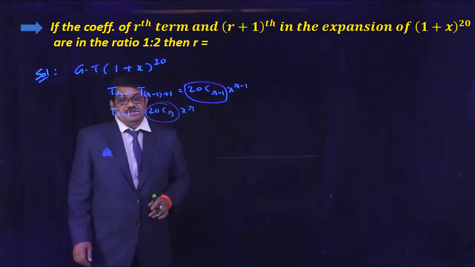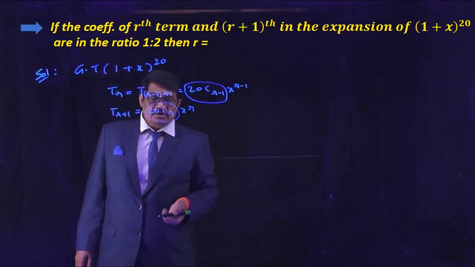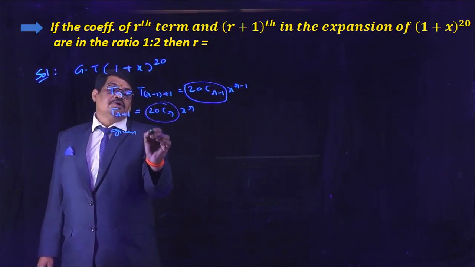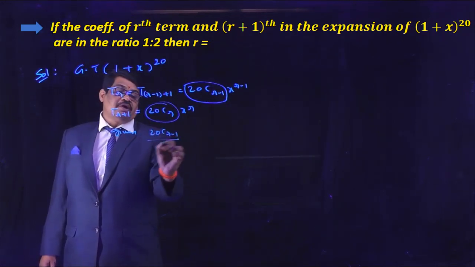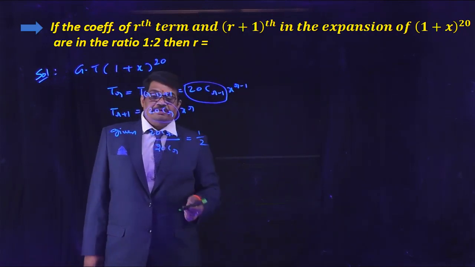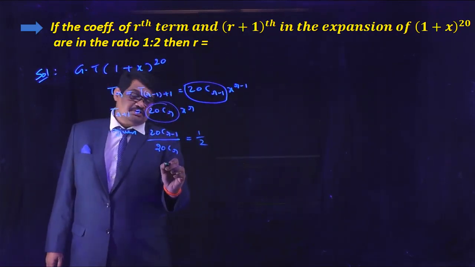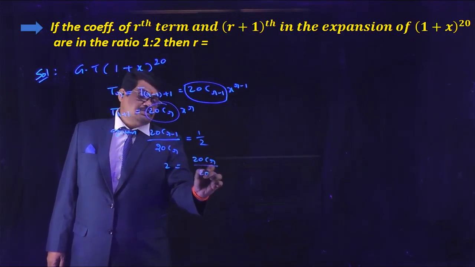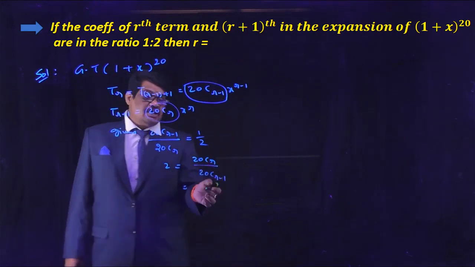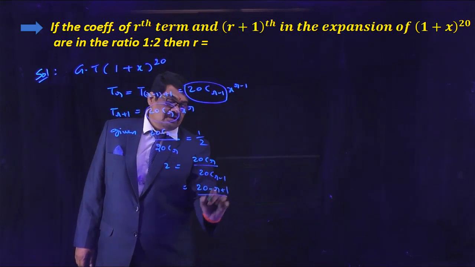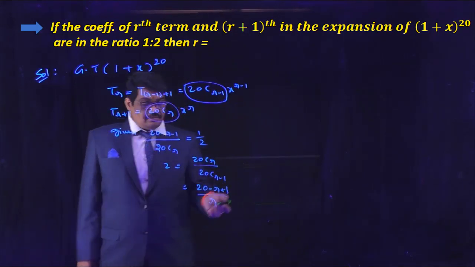These quotients of the rth term and (r+1)th term are in the ratio 1 is to 2. That is given 20C(r-1) by 20Cr is equal to 1 is to 2, that is nothing but 1 by 2. Now cross multiplying by 2, then here 20Cr by 20C(r-1). This is the nCr by nC(r-1) formula, that is (n-r+1) by r. We are writing the nCr by nC(r-1) formula. Okay.